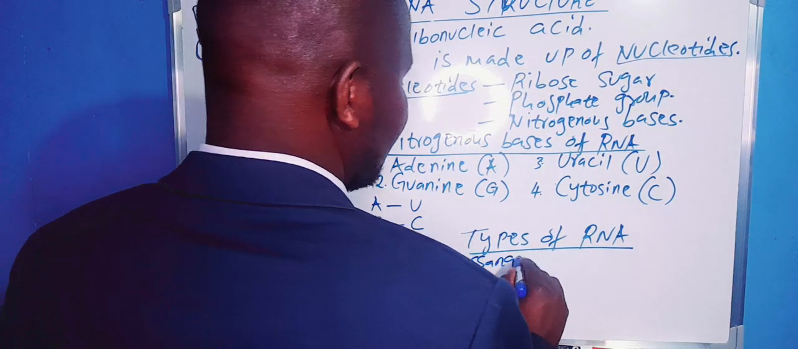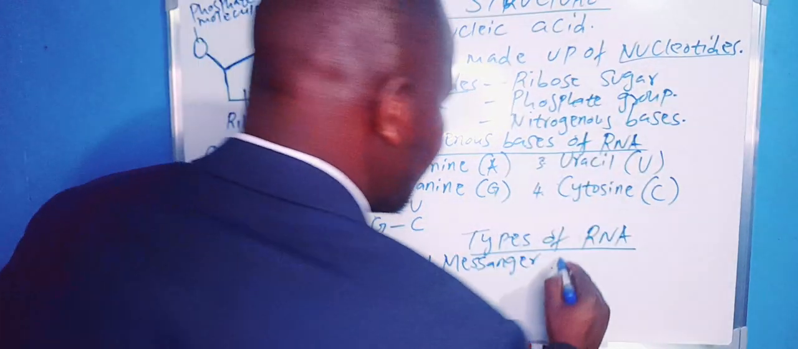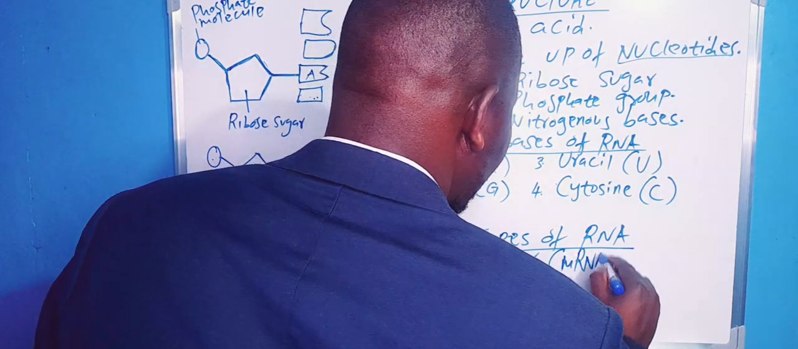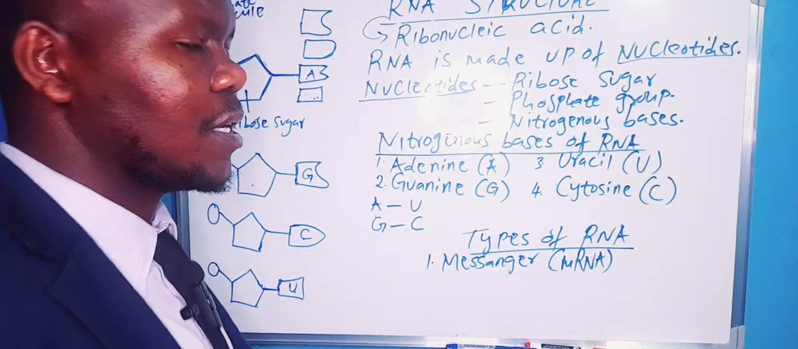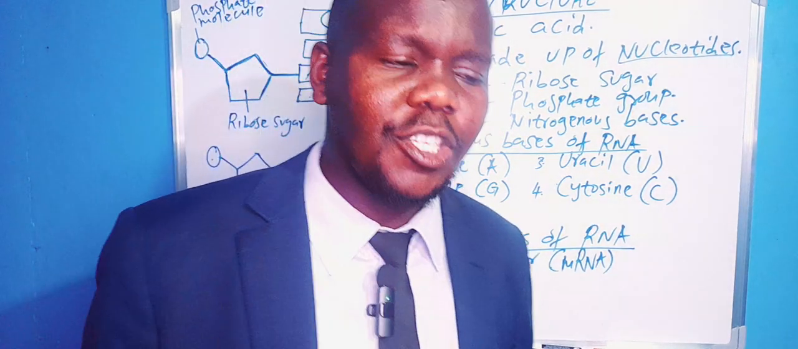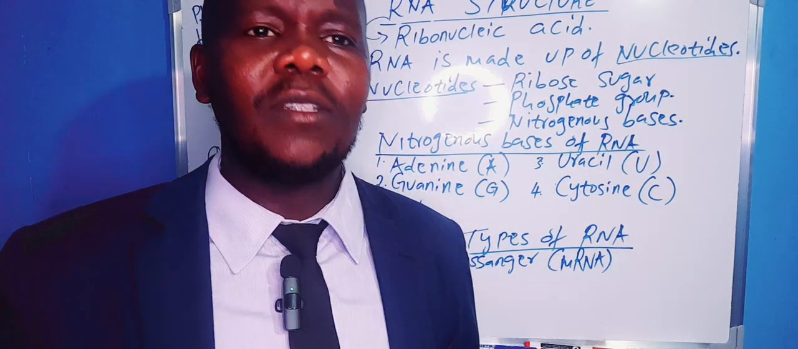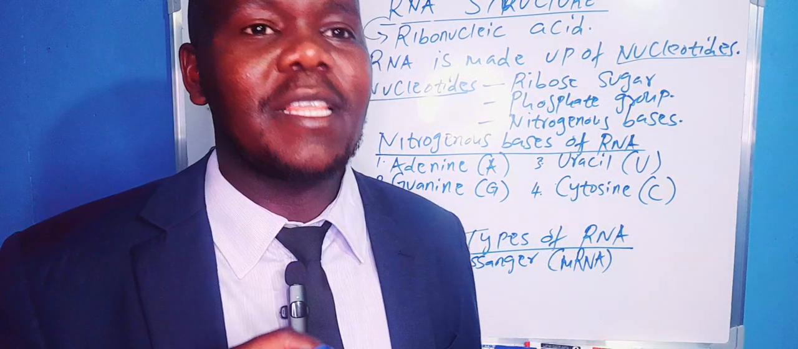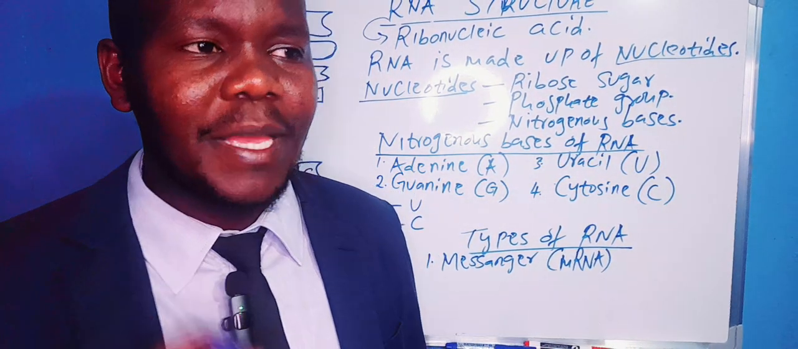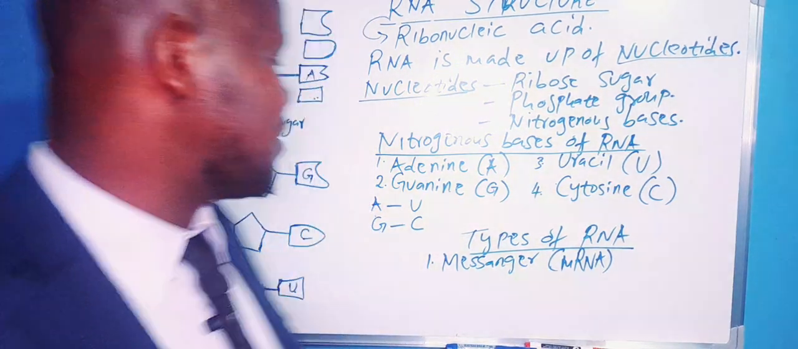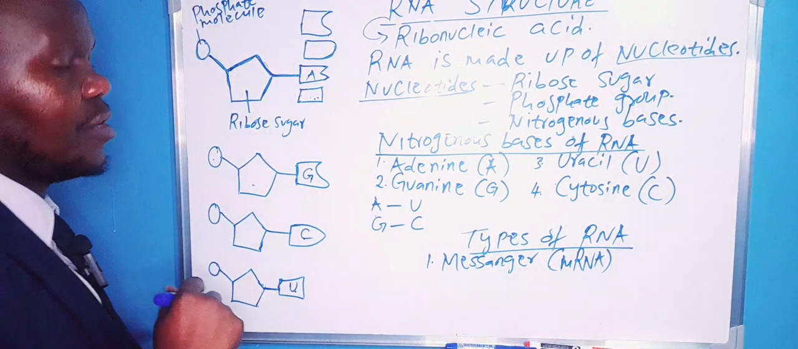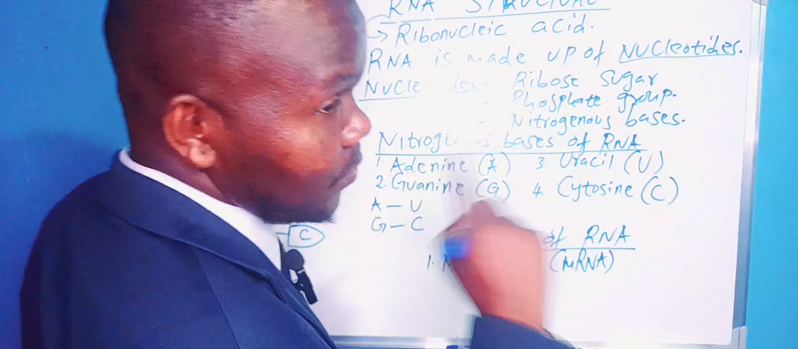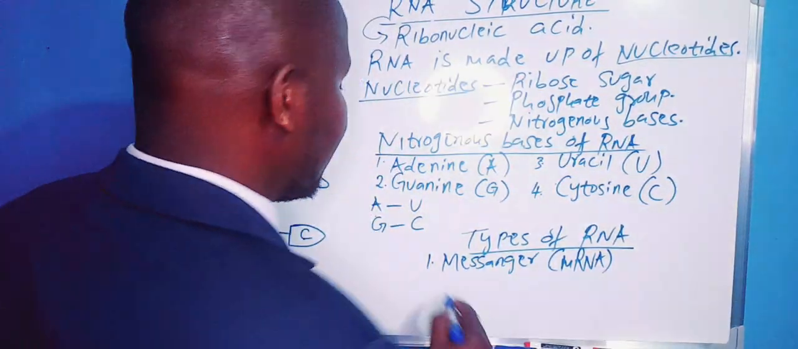From the term messenger, the one that carries a message. So we are saying it's messenger RNA. Their work is to carry the information from the DNA to the ribosomes in the cytoplasm, so that those proteins which are being carried can be synthesized. That is the messenger RNA. It carries the information from the DNA to the ribosomes for the synthesis.